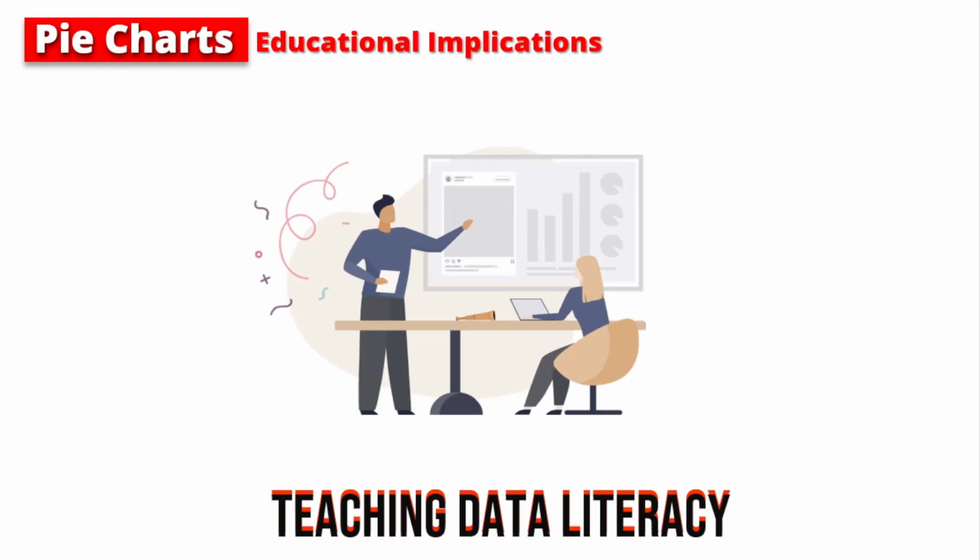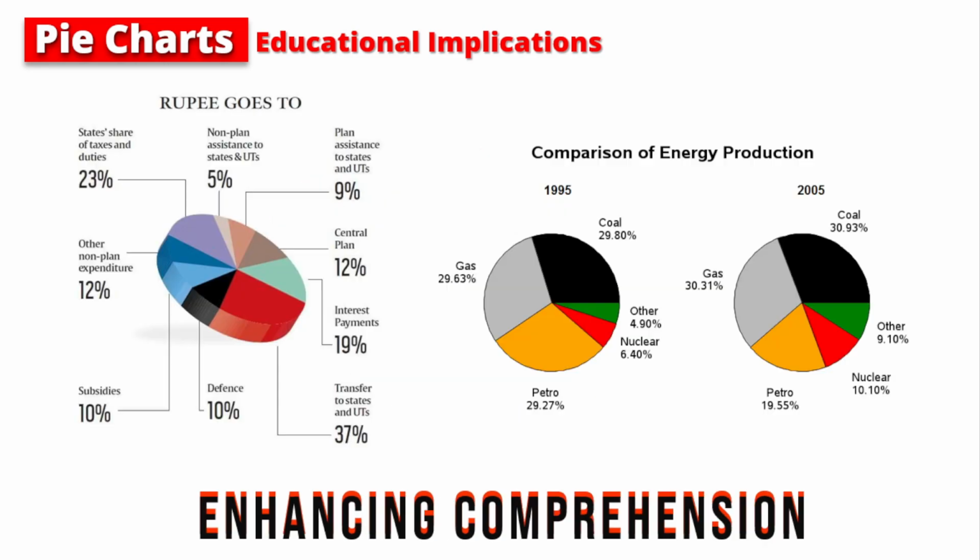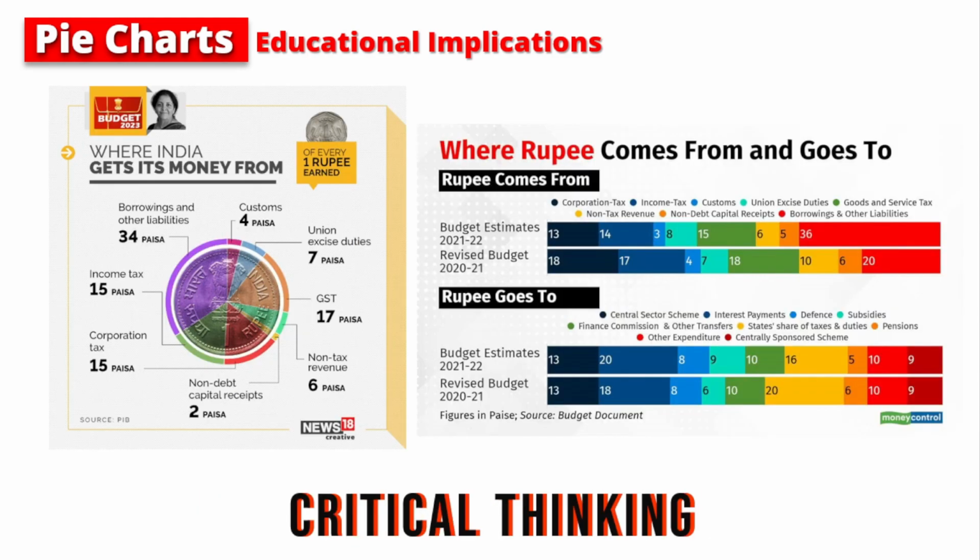Pie charts are an excellent tool for teaching students about data literacy, including how to interpret and create visual representations of data. They help students understand the concept of percentage and proportions in a real-world context. In educational materials, using pie charts can make complex data more accessible and easier for students to grasp. It aids in visualizing abstract concepts and statistical information.